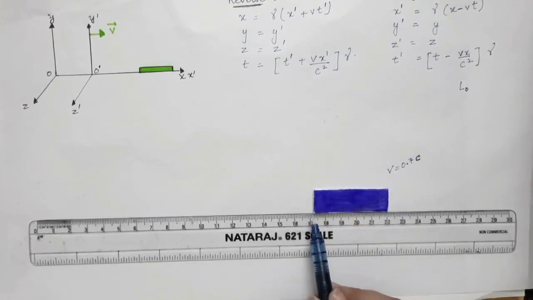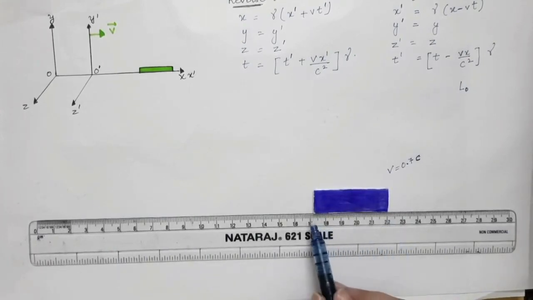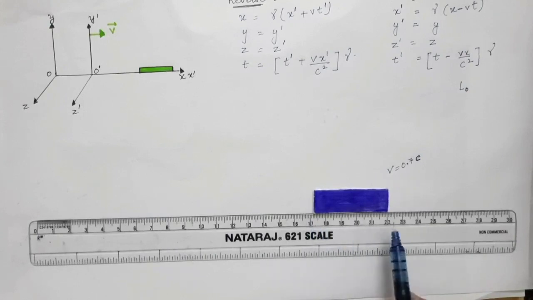You find the coordinates. Let's say this is the x-axis. You find x1, you find x2, and you subtract these two coordinates. That will give you the length of this object. Let's say x1 is equal to 17 centimeters and x2 is equal to 22 centimeters. When you subtract these two coordinates, you get 5 centimeters. This is how we measure the length.